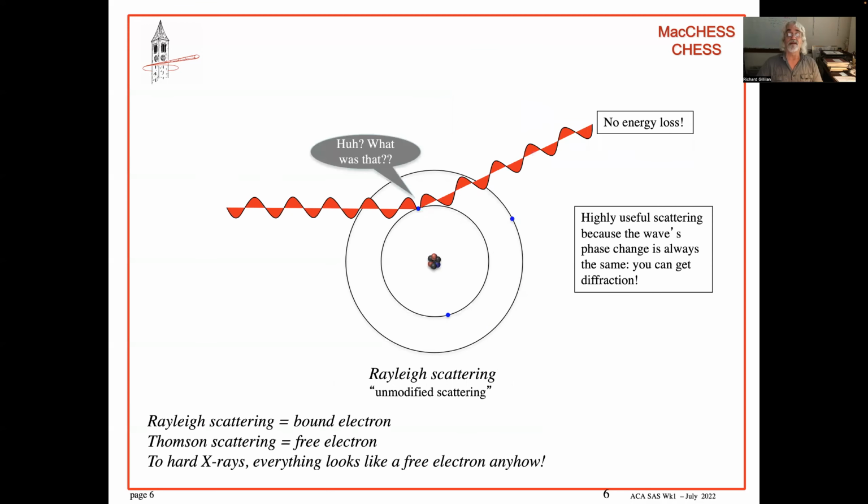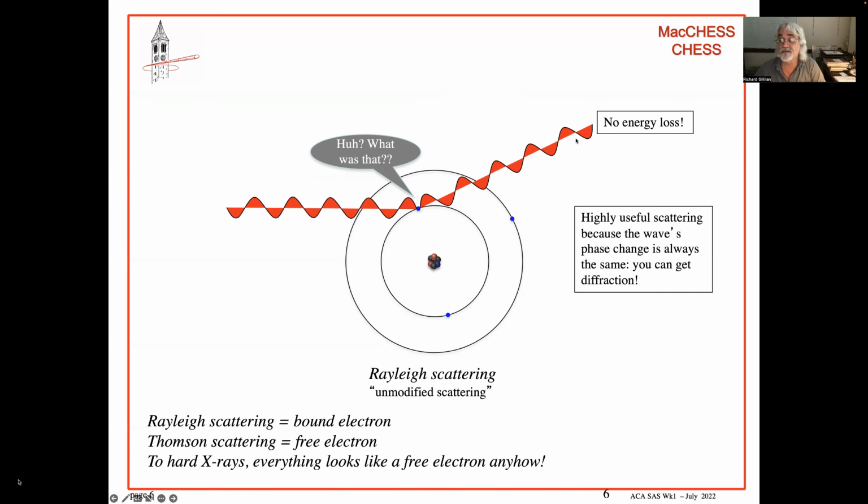Okay, now we get to the important and really wonderful kind of scattering. Rayleigh scattering, or sometimes you'll hear it called Thomson scattering. The only difference is whether the electron is bound in an atom or not, and for X-rays it makes not much difference. X-rays are so energetic. So you have an X-ray coming in and it interacts with an electron, but does not deposit any energy at all. But it changes direction.